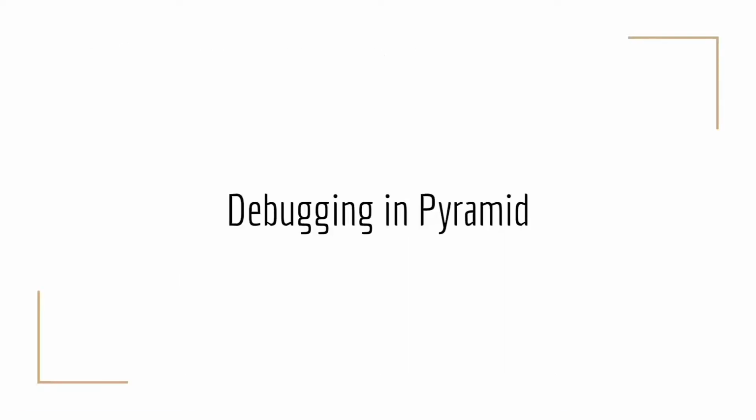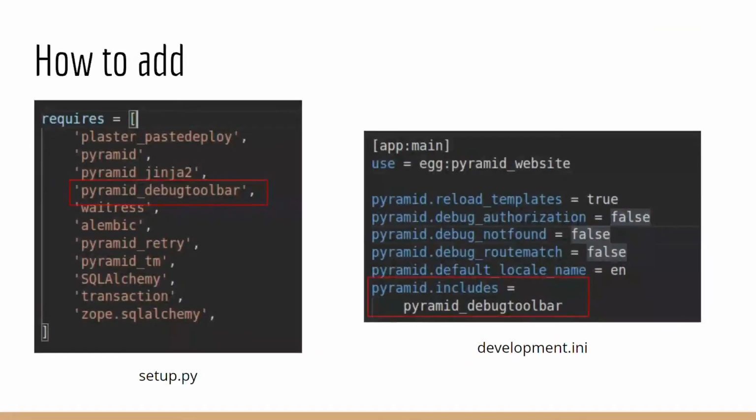Debugging in Pyramid. There are two main methods of debugging, either through the built-in debug toolbar or the terminal. I'm going to demo both, but first this is how to add the debug toolbar to a Pyramid website. We add the debug toolbar module to the list of required Python modules in setup.py, and then we tell development.ini to include the debug toolbar.